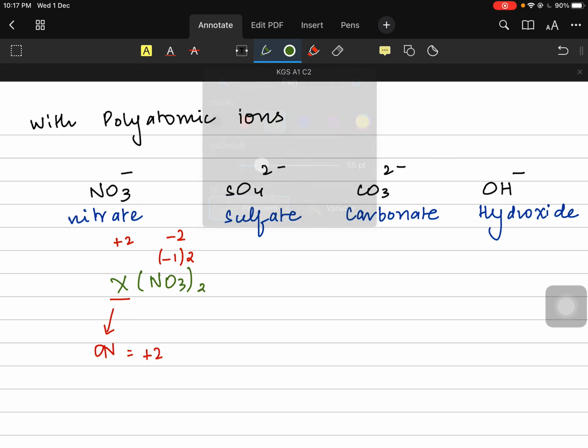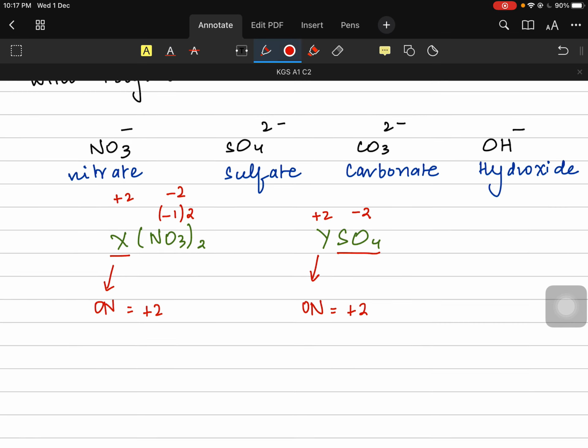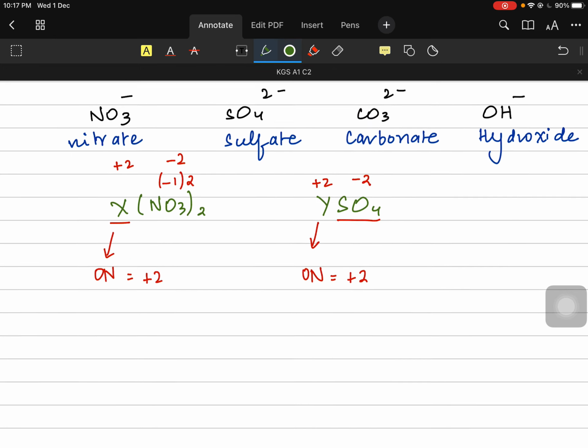Let's start one more example. Let's call it element Y, which is with a sulfate. I know that individually a sulfate is -2. SO4 as a combined product is -2. Y has to be +2. So the oxidation number of Y turns out to be +2. It's one Y, it's just a single Y. We don't have to worry about how many Y's are here.